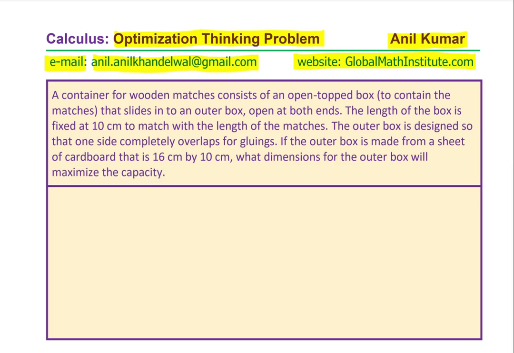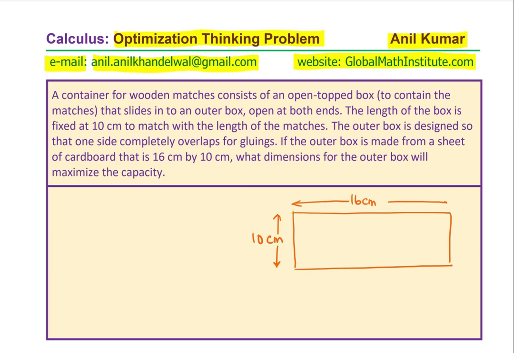So think like this. We have one sheet here, which is 10 by 16. So 10 centimeter is the length of each match, right? So you're going to place the matchsticks here, like this in the box. That's the whole idea. So that will be placed after folding. This is the outer cover with which you are making the box.